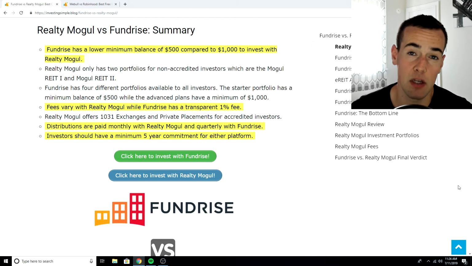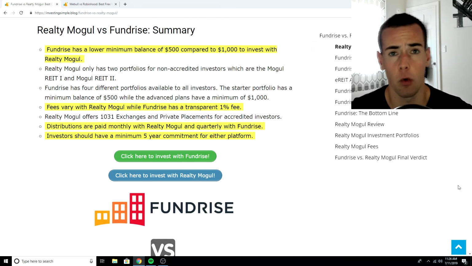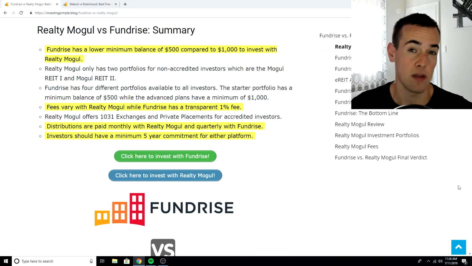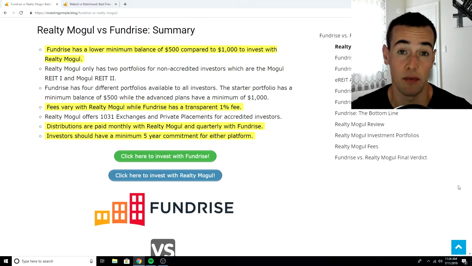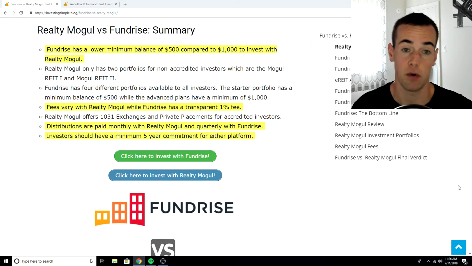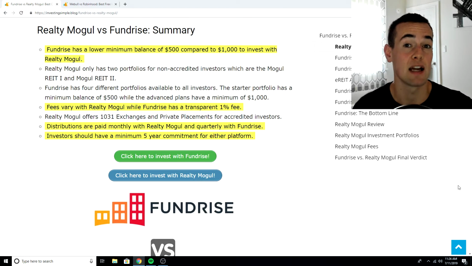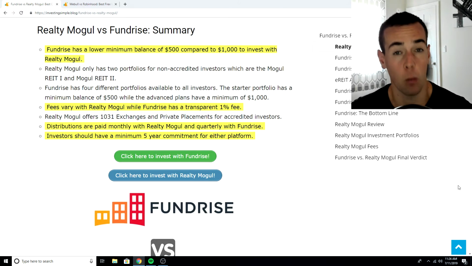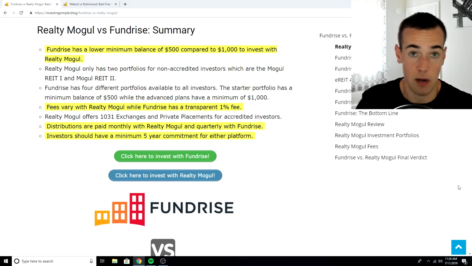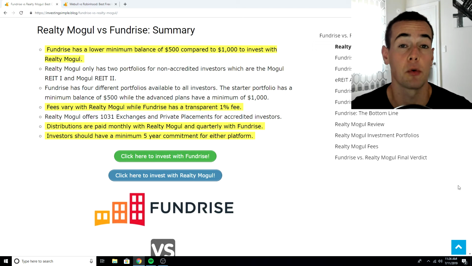The other difference here is the fee structure. Realty Mogul has a variable fee based on what portfolio you are investing in, and that ranges from 0.3 to 0.5%. Fundrise does have a slightly higher fee at 1%, but it is transparent and flat across the board, regardless of what portfolio you are investing in.